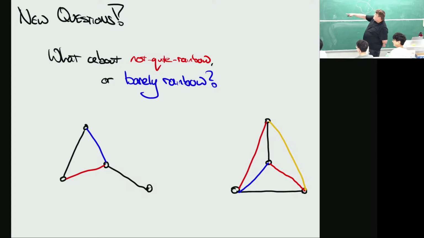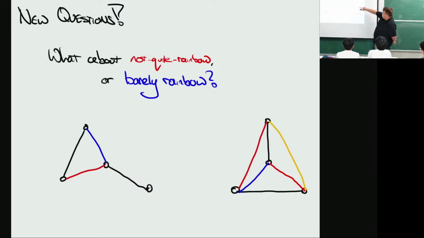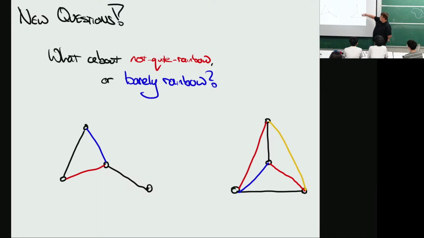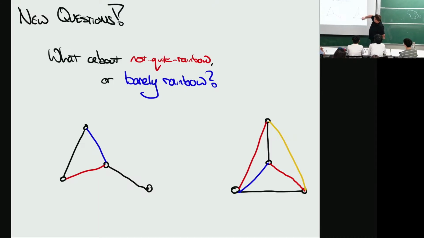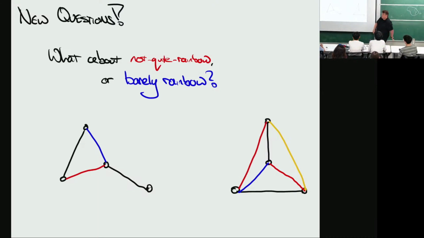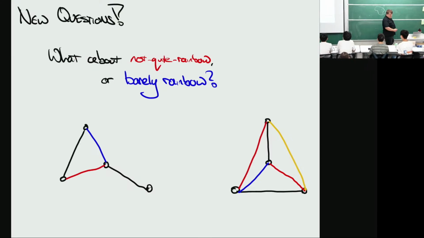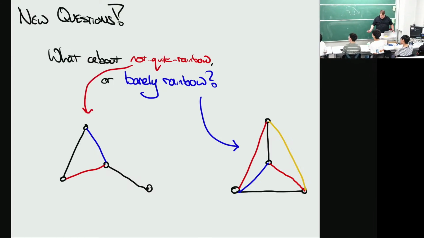On the other hand, the one on the right only has one edge whose color doesn't appear anywhere else. So that one's barely rainbow. Right? The red edge is repeated, the black edges are repeated, and you have this blue one and the yellow one whose colors don't show up anywhere else.